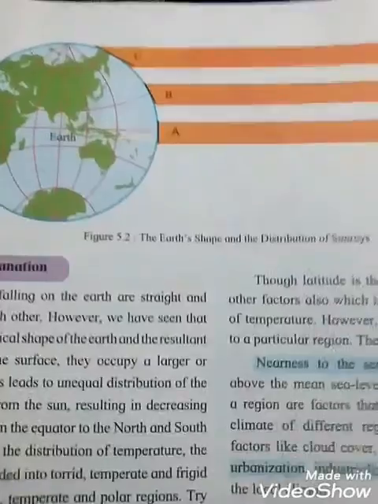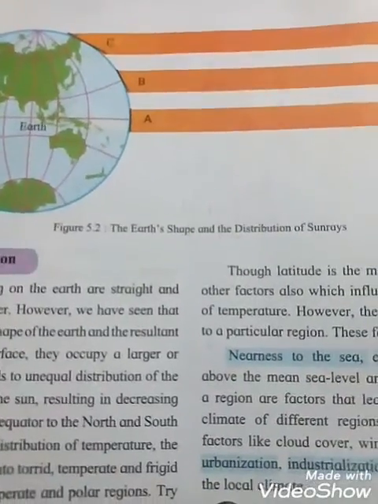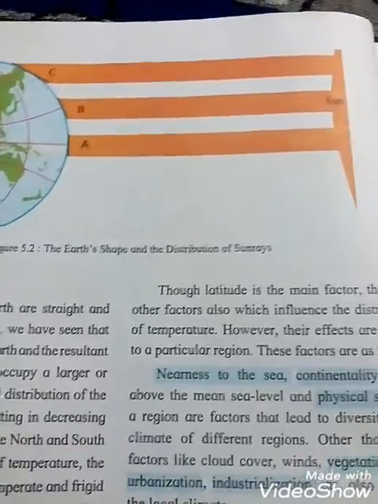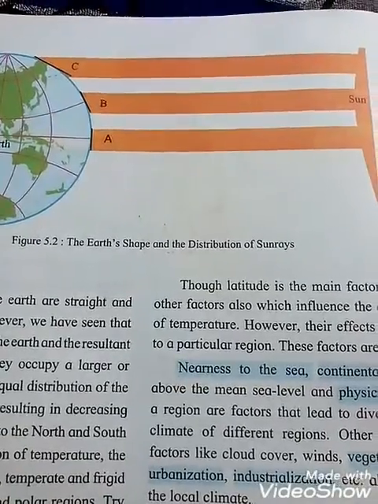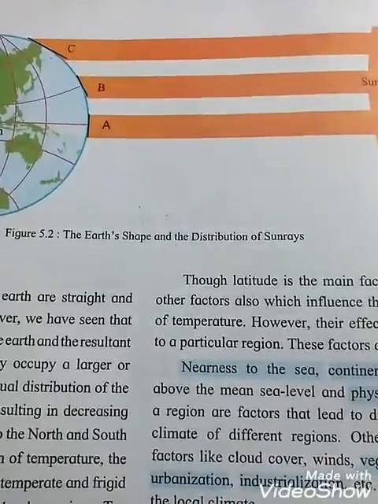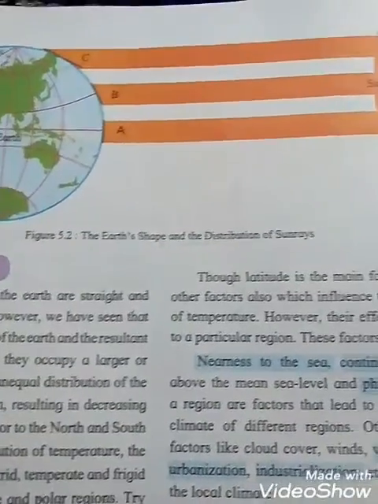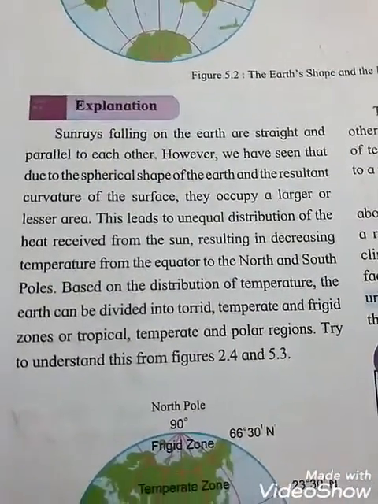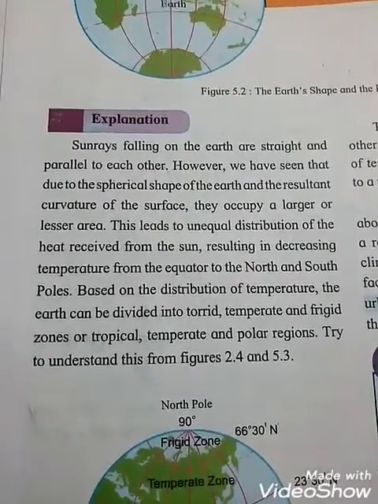Okay, figure 5.2, the earth's shape and the distribution of sun rays. See the earth, A, B and C, you can see the pictures. The rays are coming from the sun. The sun rays are divided into three parts, A, B and C, can you see that? That means the earth's shape and the distribution of the sun rays. See the explanation. Sun rays falling on the earth are straight and parallel to each other. Okay students, see that, straight and parallel to each other.